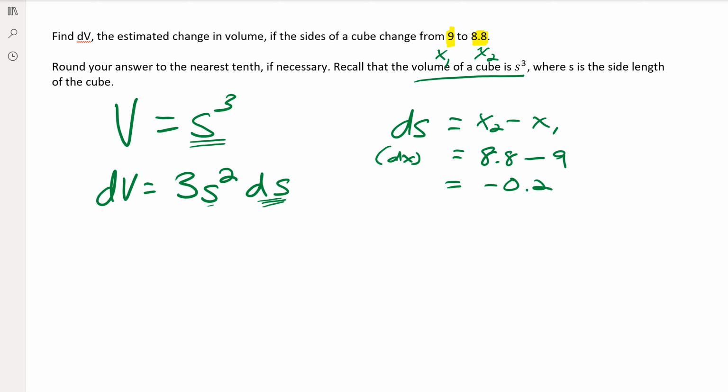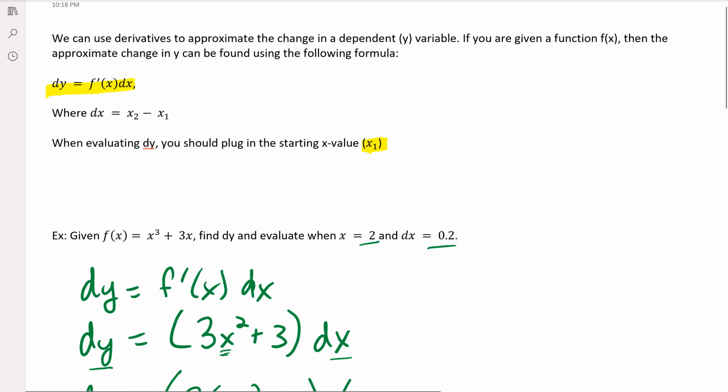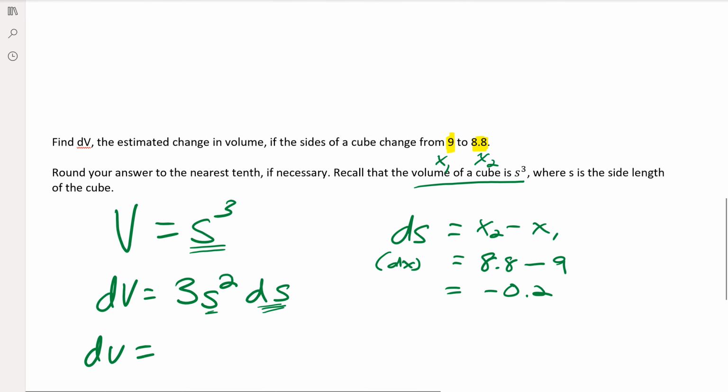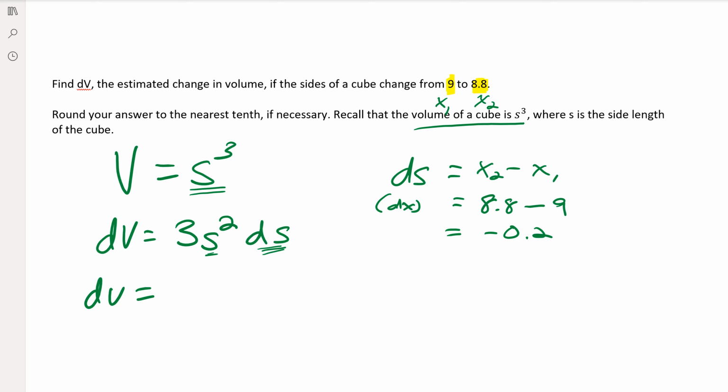And so dv equals, well, what do we plug in for s? Remember what I told you earlier: you always plug in the starting x value. Our starting s value is 9. So we're plugging in 9. It's 3 times 9 squared, and then whatever that is gets multiplied by a negative 0.2.